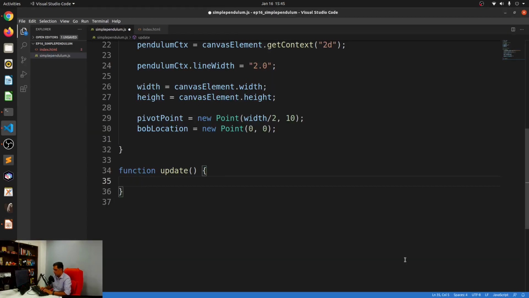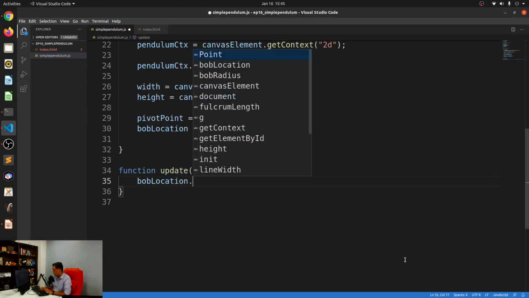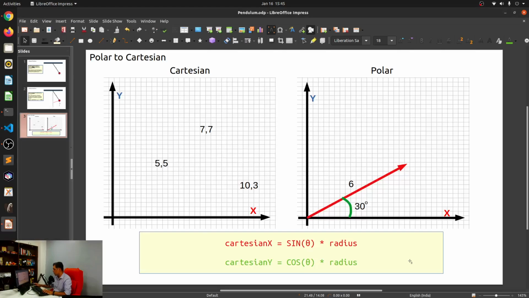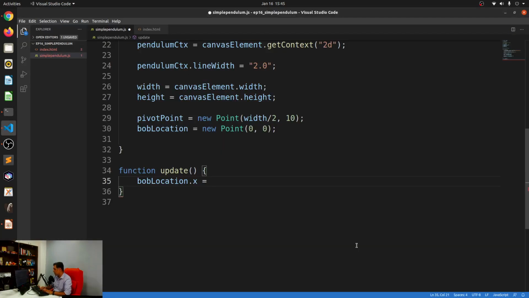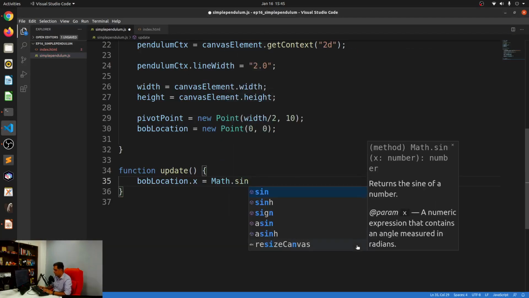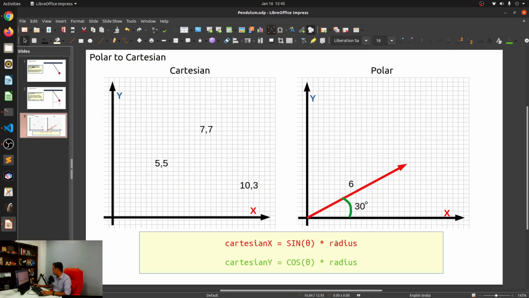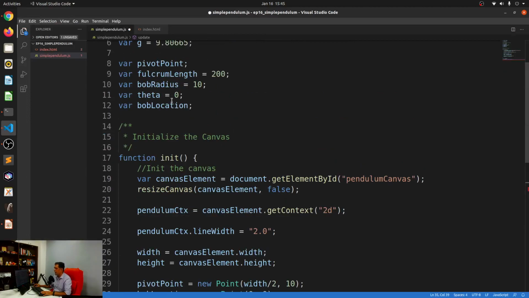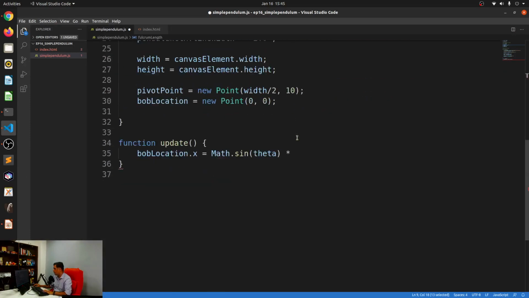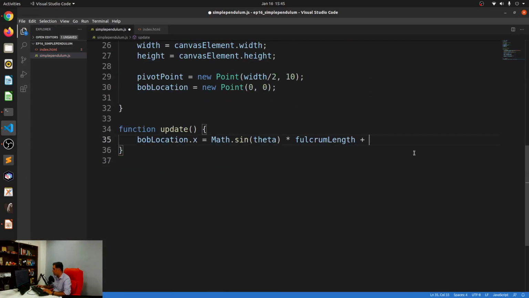So bob location dot x is equal to sine theta, math.sine theta into the radius. What is the radius? Actually, the radius is nothing but the fulcrum length. Let me say fulcrum length.